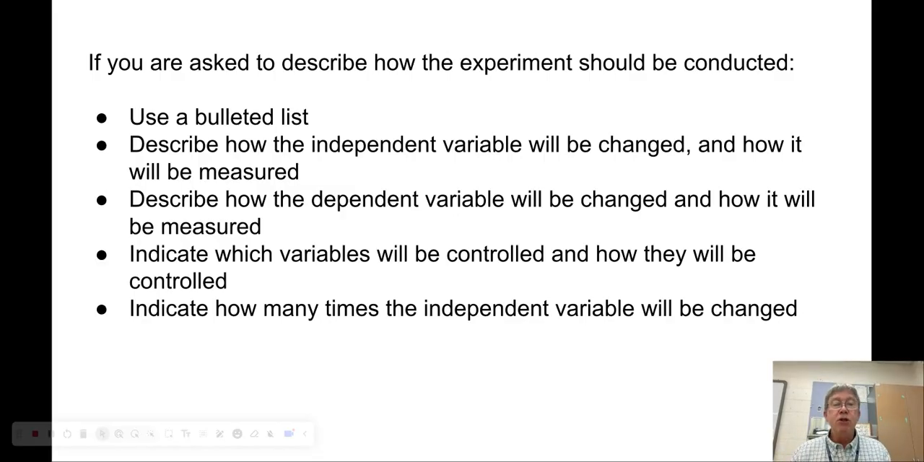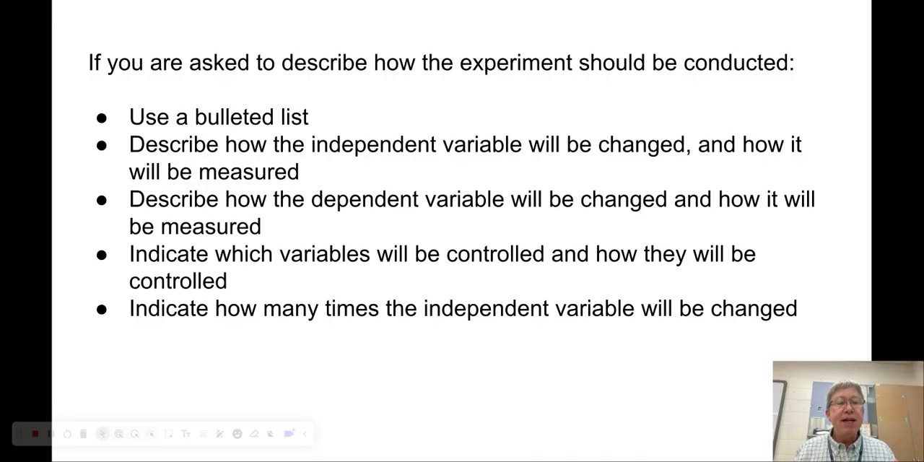So what you're going to do is first use a bulleted list like I did here. Okay. First, you want to identify what the independent variable is, and you want to say how it's going to be changed and how it's going to be measured. Then you're going to describe what the dependent variable is, and you're going to say how it's going to be measured. I should have said how it will be changed. I cut and pasted. I shouldn't have done that.